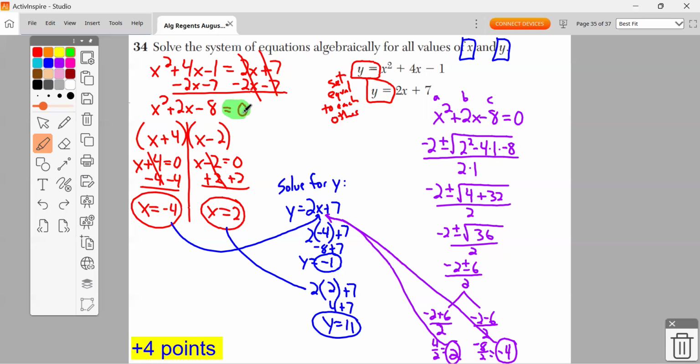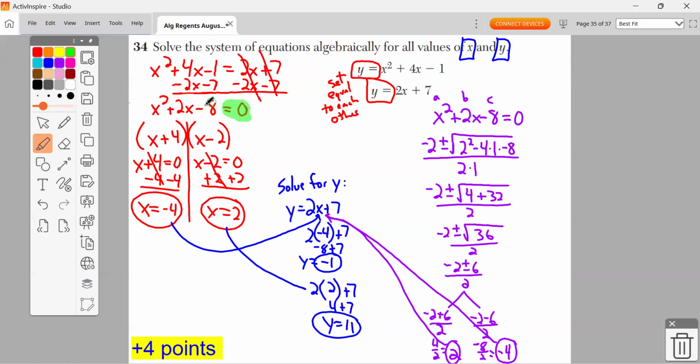Why we want one side set equal to 0 is because then we could do completing the square. We can solve by factoring. We could do the quadratic formula, but you have to have it set equal to 0 first. So I chose to do minus 2x and minus 2x, minus 7 and minus 7. Line them up and then add going down. 4 plus negative 2 is 2. Negative 1 plus negative 7 is negative 8.